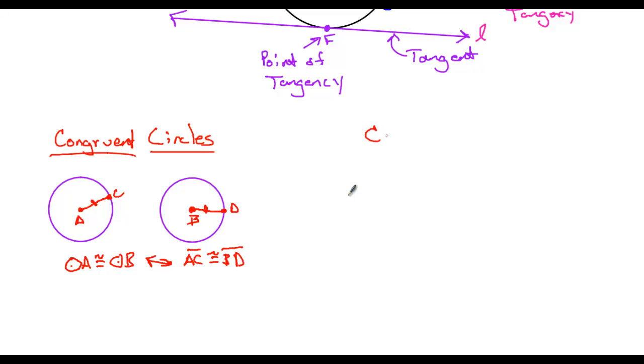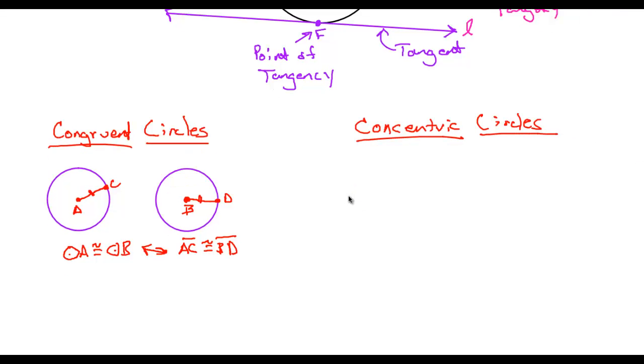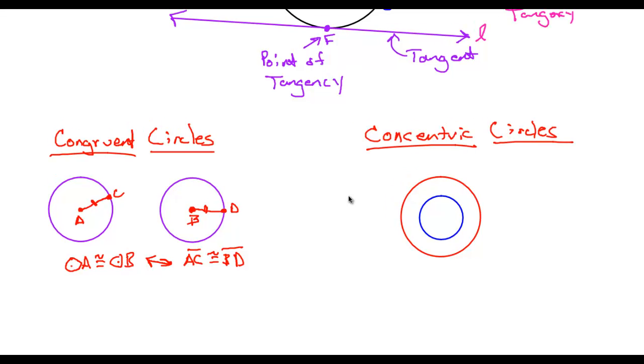Another type of circles that you need to know about are concentric circles. So concentric circles. And if you don't know what the word concentric means, don't feel bad. I didn't know what it meant when I started teaching geometry. It just means a circle inside a circle like this. But it's not just a circle inside a circle like this. What do you think they have to have in common?